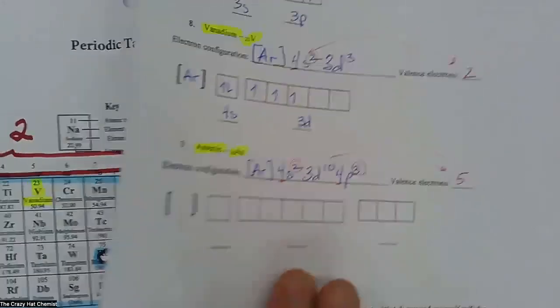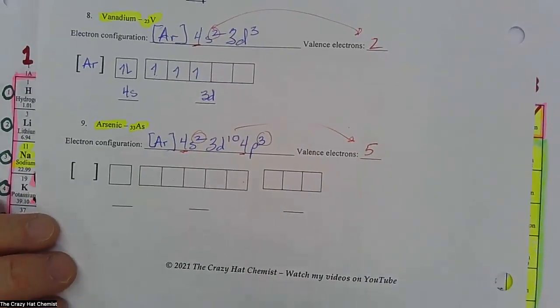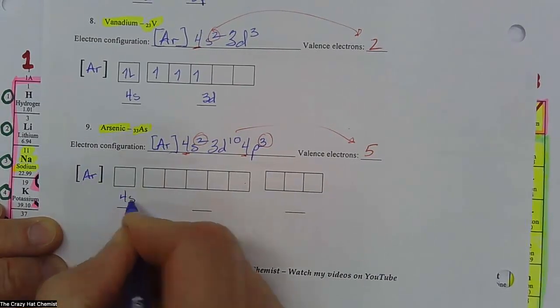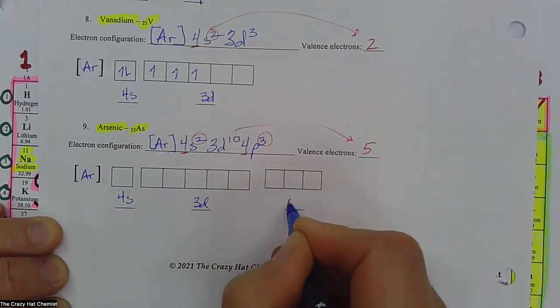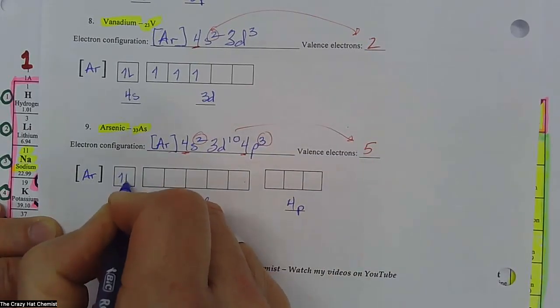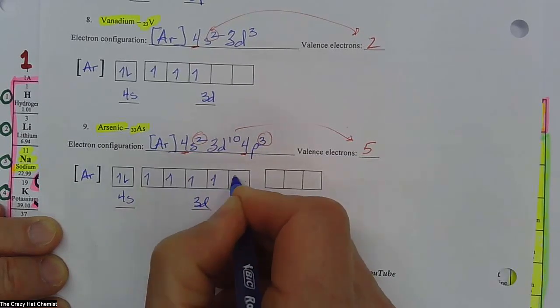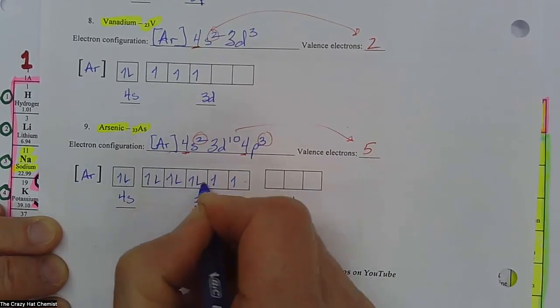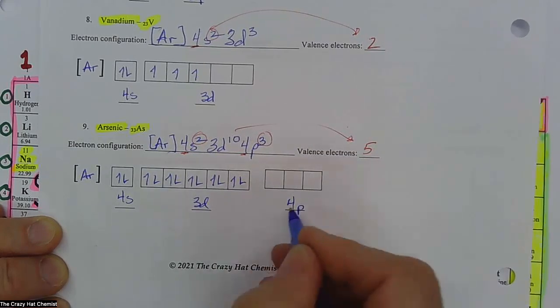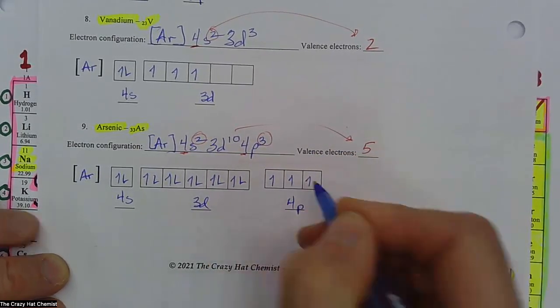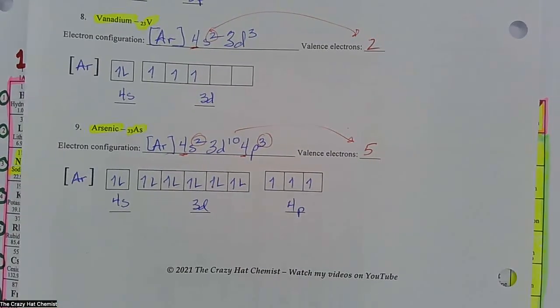Okay, what we're going to do right now is the orbital box diagram of this same thing, and that is argon, and that's 4s. This is 3d. This is 4p. This is 1 and 2. This is 10. So 1, 2, 3, 4, 5, 6, 7, 8, 9, 10. That's completely filled. This is 4p3. So that's 1 and 2 and 3. There we go. All right, so I believe that's it for this worksheet.